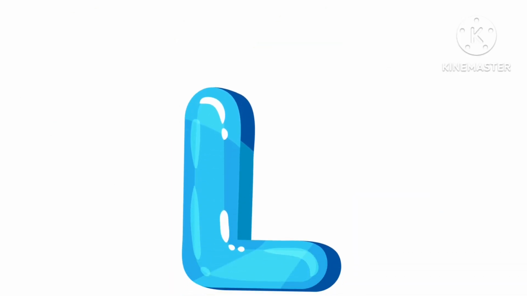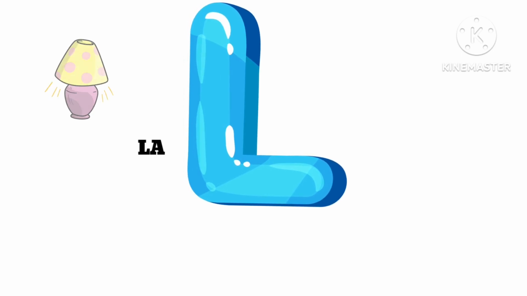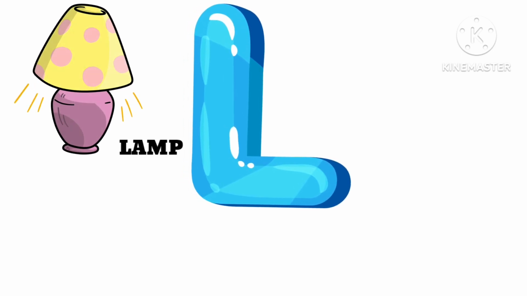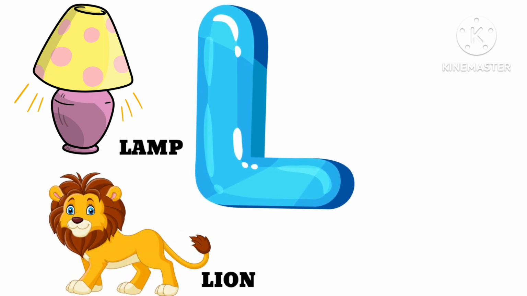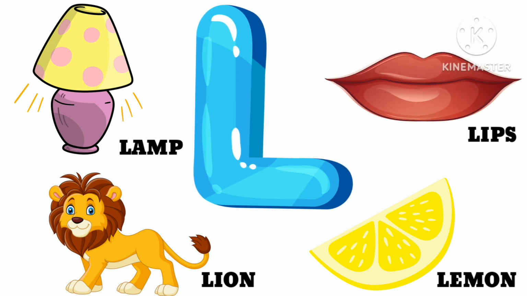This is alphabet L. L for lamp. L for lion. L for lemon. L for lips.